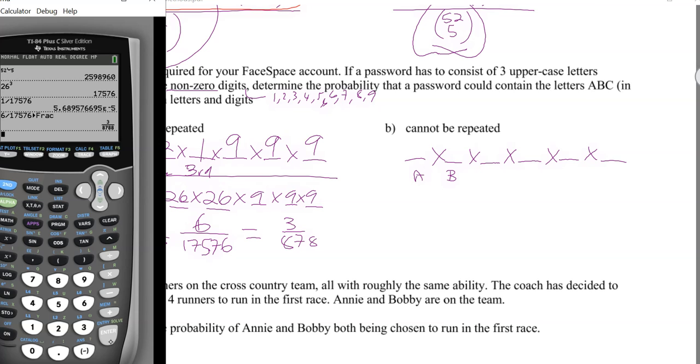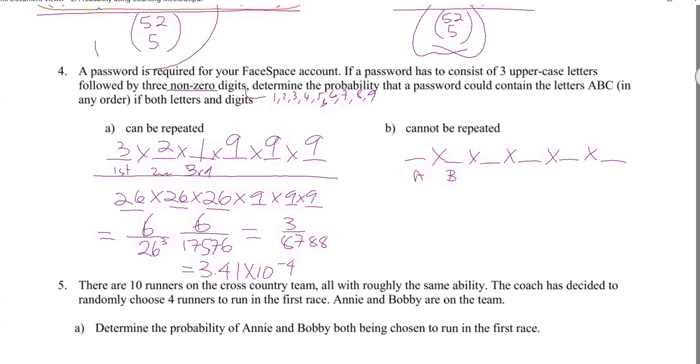Convert that to a decimal. Equals 3.41 times 10 to the negative 4. Okay, it helps to read the question. So ABC, no, not going to do that. It's first letter, second, third. So 3 choices, 2 choices, 1 choice.